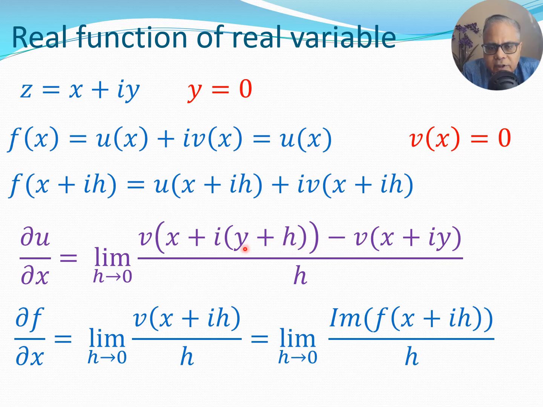Now of course, in this term here, y would be 0. So I would be left with v(x plus ih). So that's the term here, v(x plus ih) divided by h. And then I can write this expression as simply the imaginary part of f(x plus ih) by h, because if you look at this equation here involving f(x plus ih), the imaginary part is the coefficient of this i here, and that would be v(x plus ih), that's this term here.